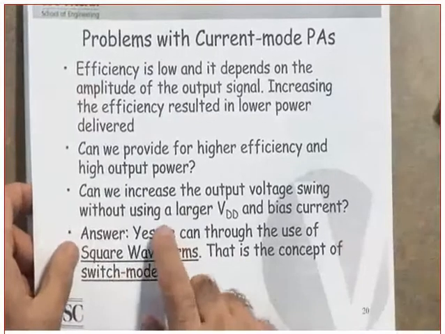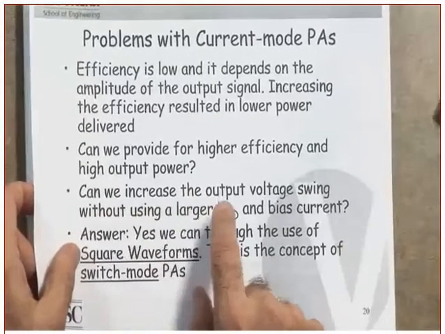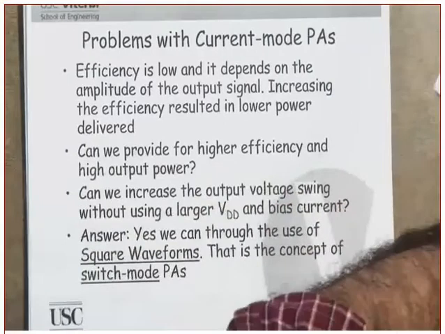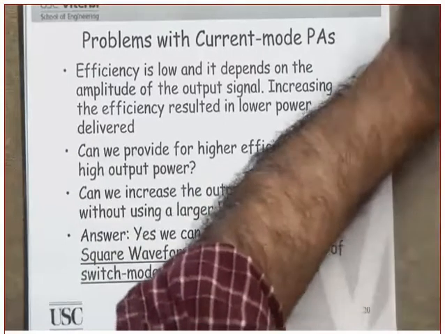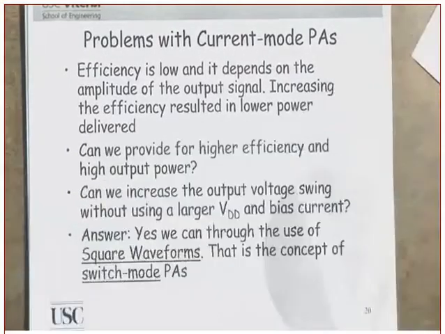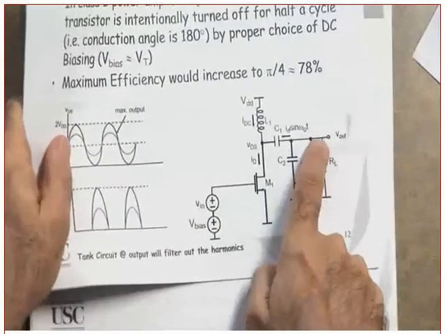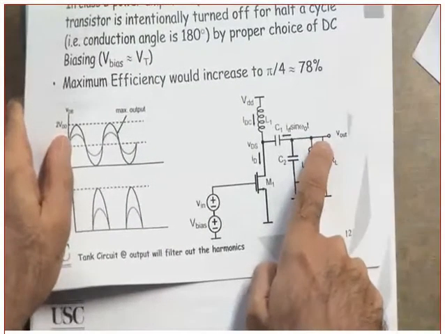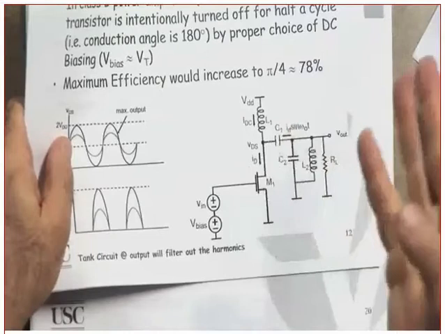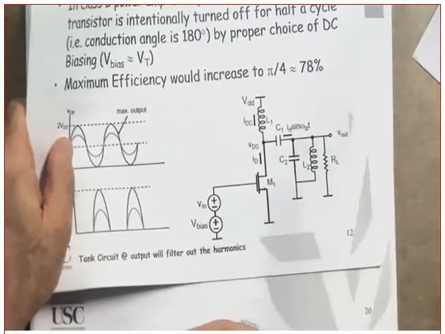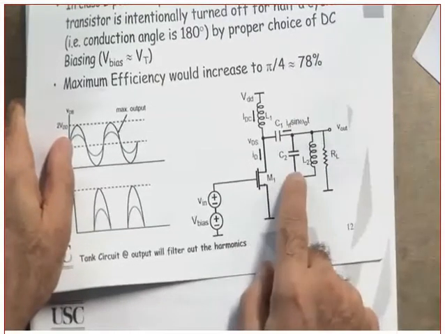Again, the question is: can we increase the output voltage swing? One more time. What is the output voltage swing? Remember, the output voltage is a sine wave. Do we agree? Why is it a sine wave? Because this is a tank circuit.